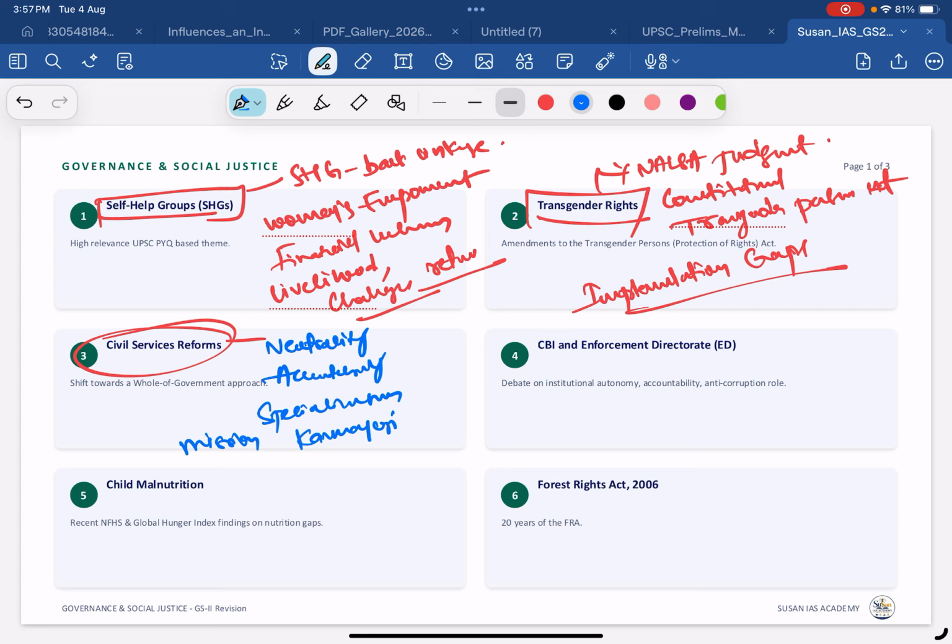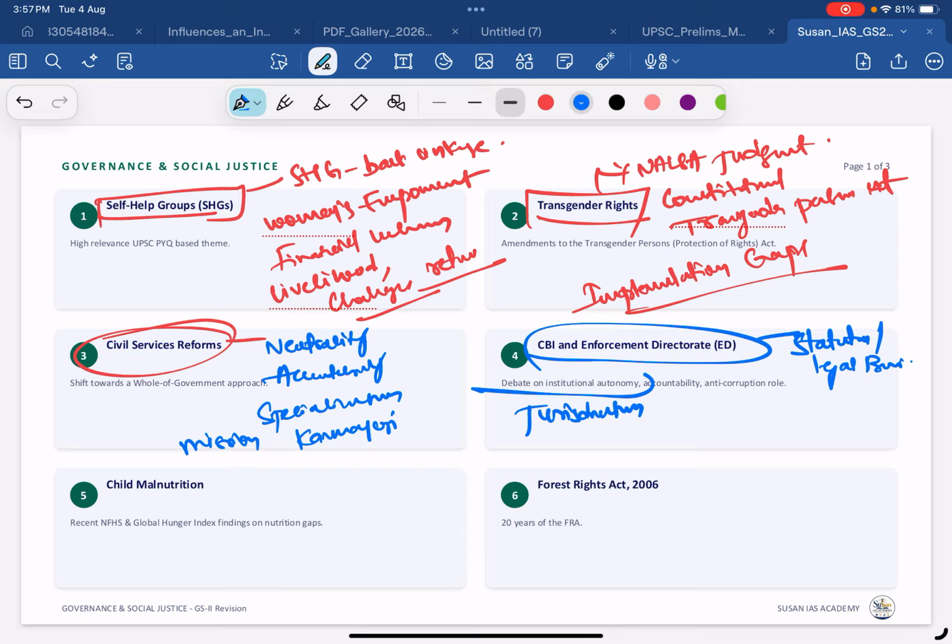Okay. Then CBI and ED, statutory and legal basis, its jurisdictions, issues going on, a debate on institutional autonomy. So like this, jurisdiction and appointment, its autonomy, political misuse, and reforms needed. So one has to cover these topics in CBI and ED.